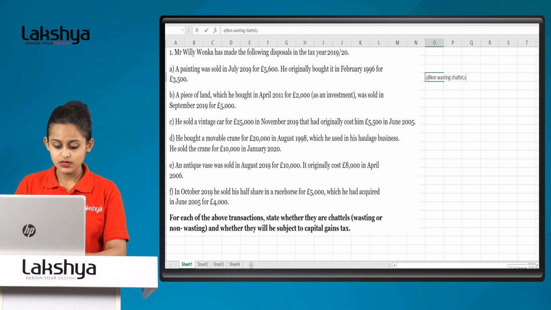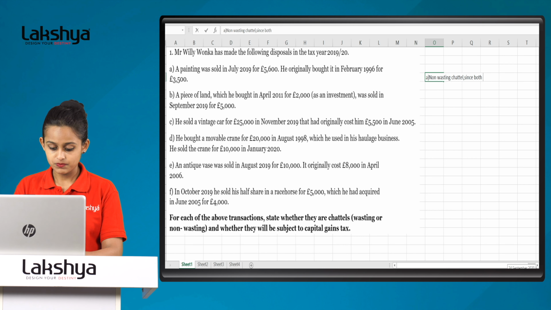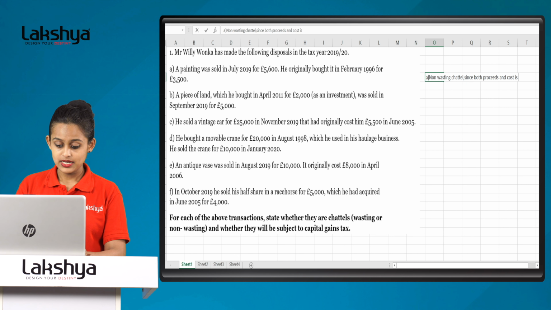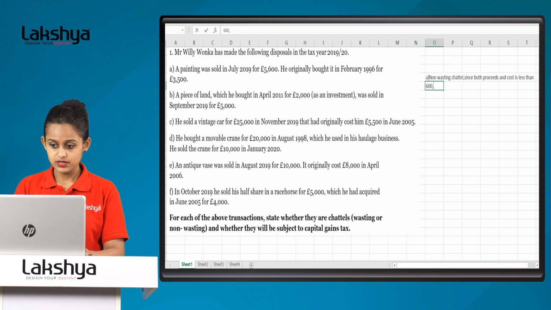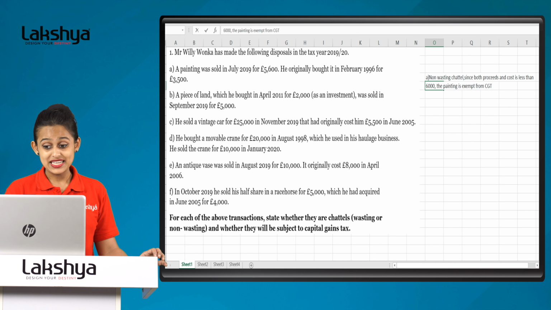So you can write, since both proceeds and cost are less than 6,000, the painting is exempt. Painting is exempt from CGT. Okay, so that was A.